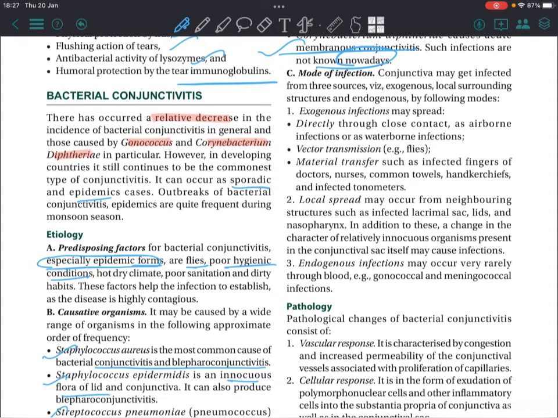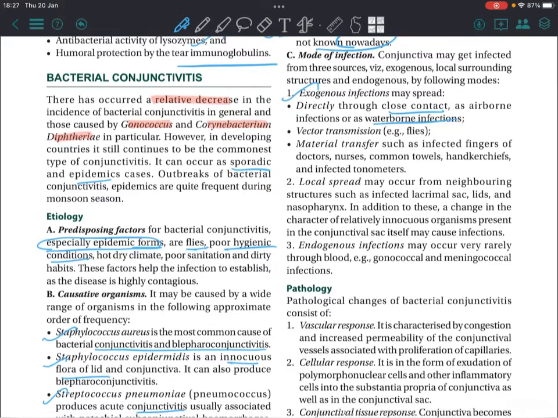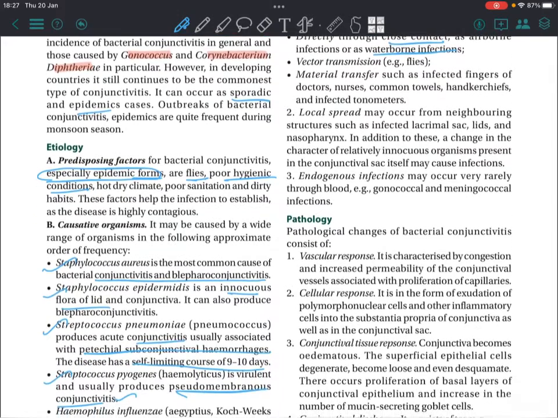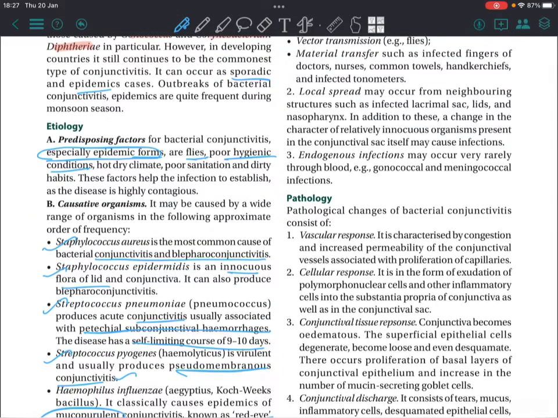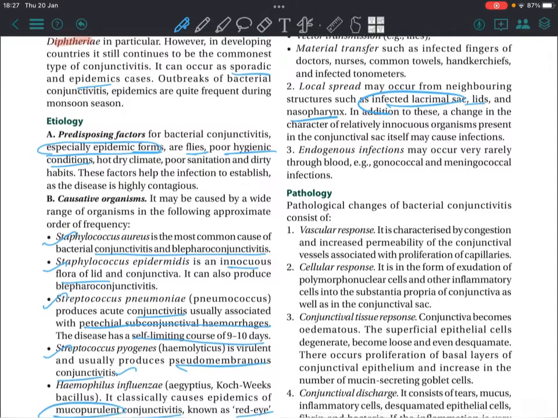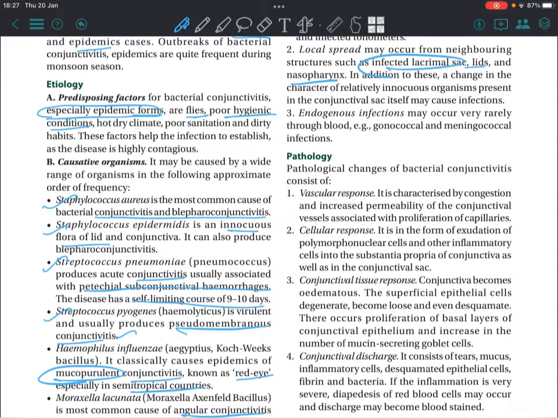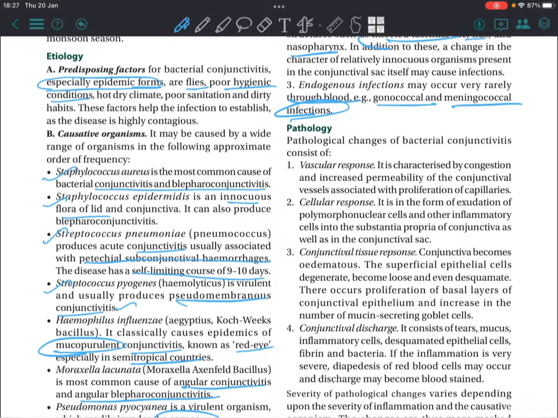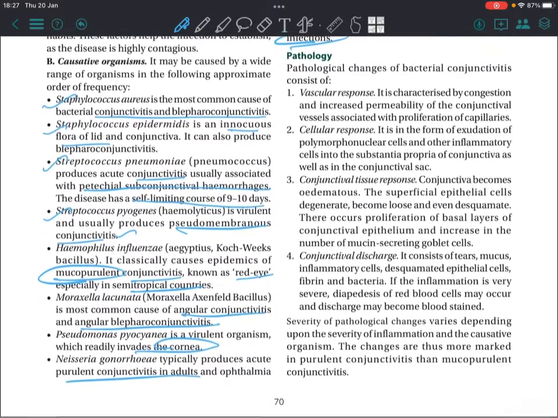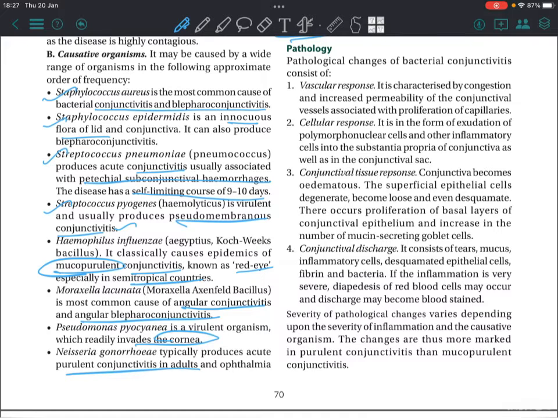Mode of infection: exogenous spread directly through close contact, as airborne infection or waterborne infection, vector transmission, material transfer, etc. Local spread may occur from neighboring structures such as an infected lacrimal sac, lids, sinus, pharynx, etc. Endogenous infection may occur very rarely through blood, as in gonococcal and meningococcal infections. Pathology: pathological changes of bacterial conjunctivitis consist of vascular response, cellular response, conjunctival tissue response, conjunctival discharge, etc.